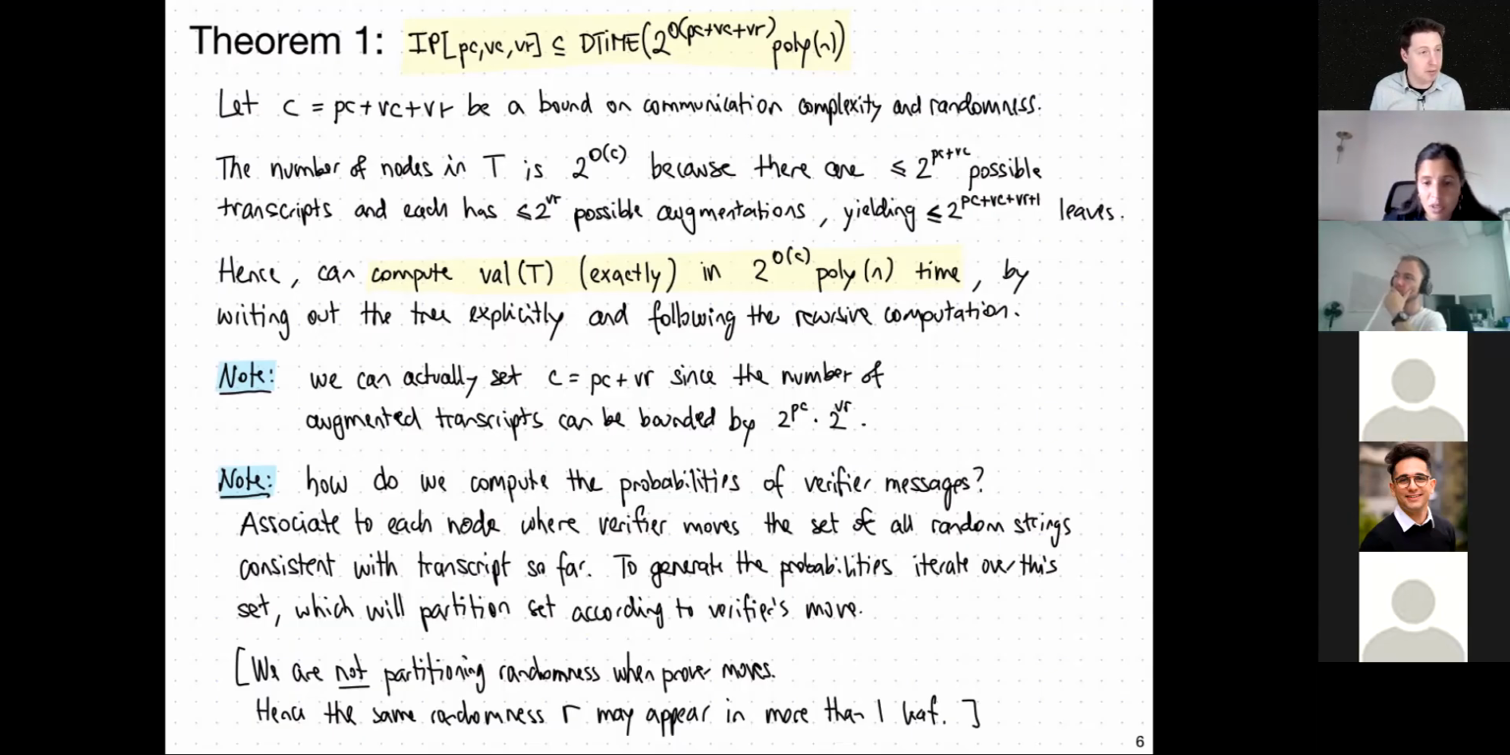I'm not saying that you can reduce the size of the transcript. I'm just counting the number of transcripts. That's all. The degrees of freedom on the verifier side are determined by its randomness. Whatever things they're sending are of course of at most polynomial size. But beyond that, I'm mostly worried about the size of the tree, which is the number of degrees of freedom, and those are bounded by the verifier randomness.